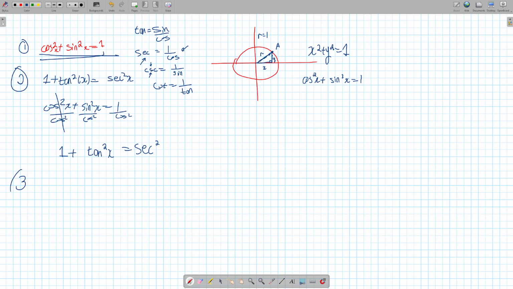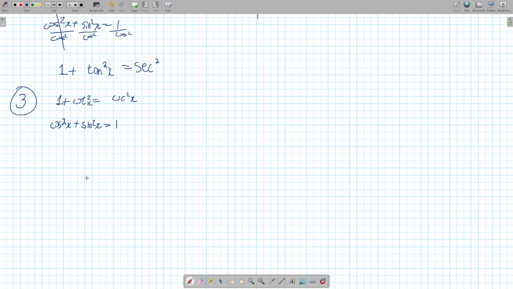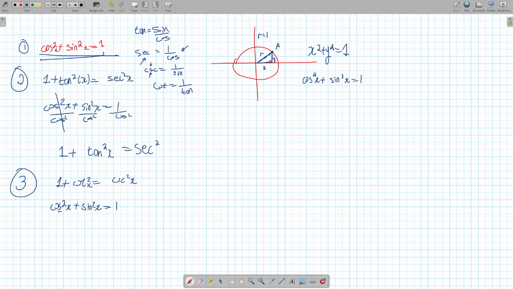Then let's see the third rule. The third rule is 1 plus cotangent squared is equal to cosecant squared. As you guessed, if you want to find this rule, you just divide by sine squared. Our original rule, the main one, is cosine squared x plus sine squared x is equal to 1. Now instead of dividing by cosine squared, let's try dividing by sine squared.